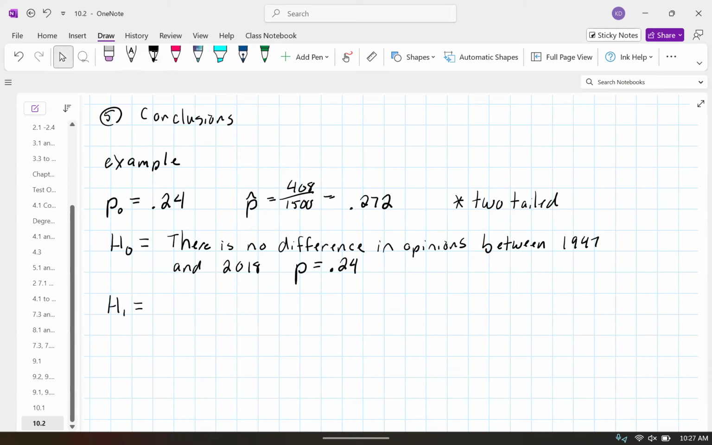So our alternative hypothesis says there is a difference. So we just say P does not equal 0.24, because the example didn't specify higher or lower, so we just say not equal. Those are the easiest ones.